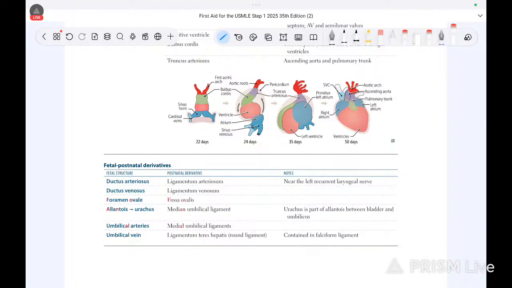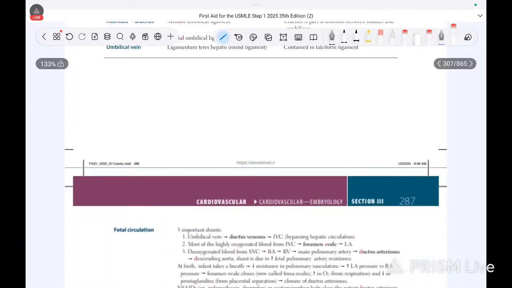As you know, it is contained in the falciform ligament. I also didn't know that. The urachus is part of the allantois between the bladder and the umbilicus, meaning the urachus part is forming.